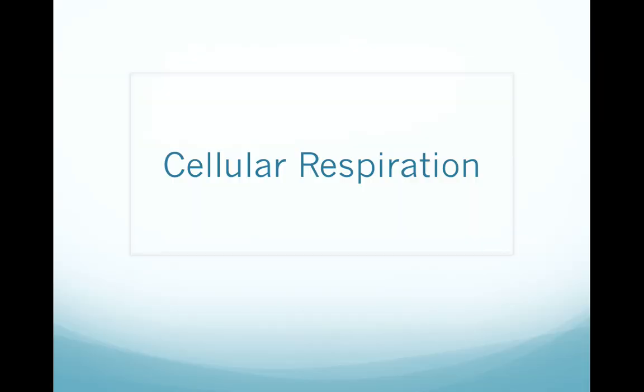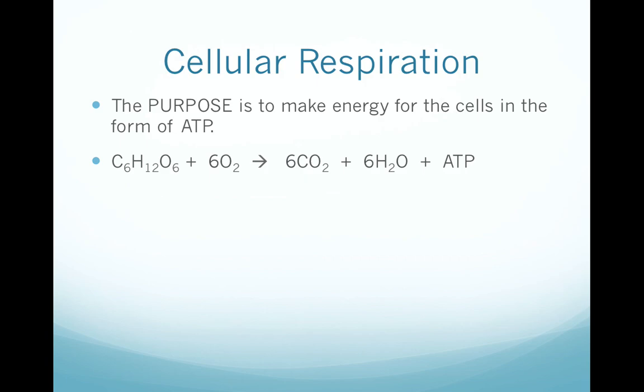So this video is going to go into cellular respiration in just a little bit more detail. Remember, the purpose of cellular respiration is to make energy for the cells, and that energy is going to be in the form of ATP. The way it goes about doing this is by taking glucose, which is C6H12O6, and using oxygen, among other things, to convert it to ATP. Carbon dioxide and water are produced as waste products during this process.